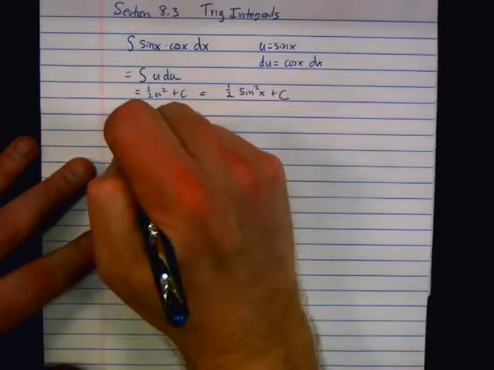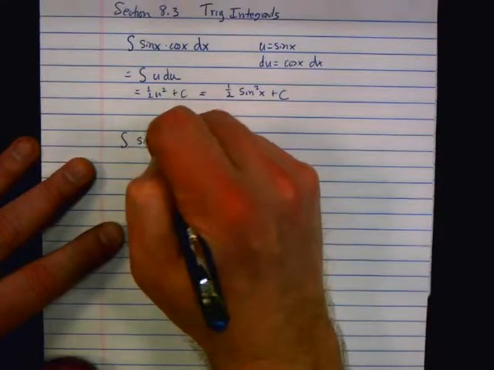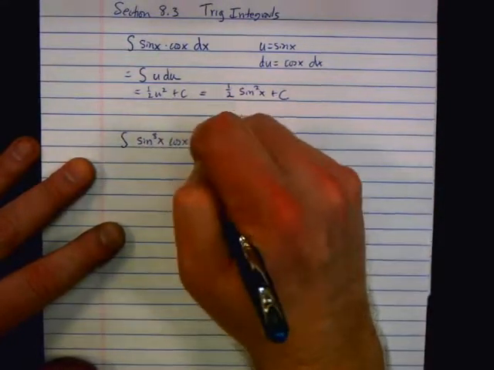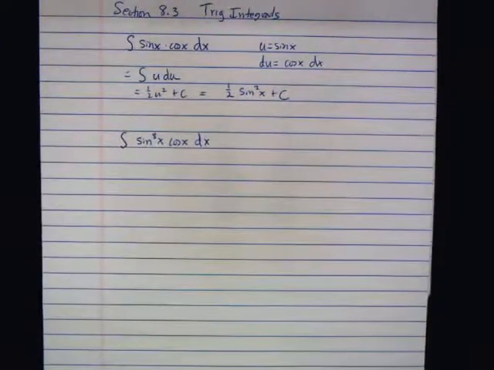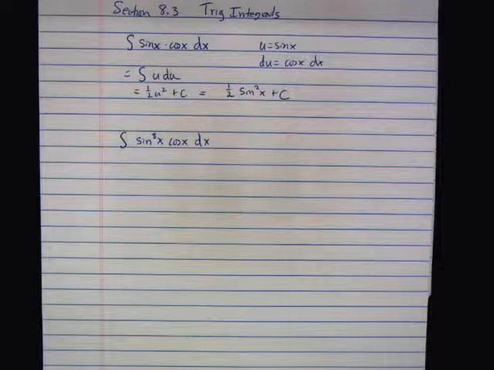What if I gave you the integral of sine to the 8th x cosine x dx? Is that to the 8th or to the 3? That's an 8. Okay. It wouldn't matter if it was an 8 or a 3. You'd do it the same way. Right. And what would you do?